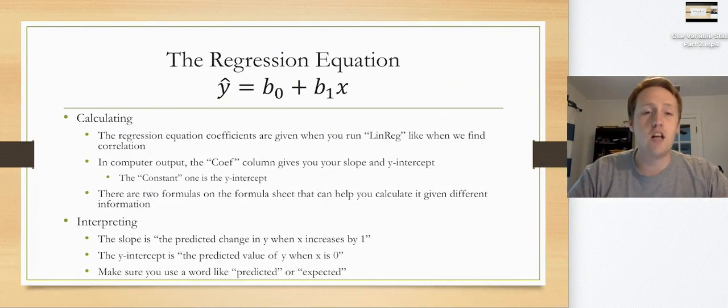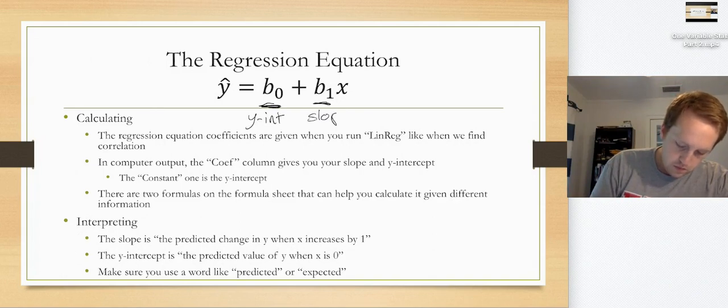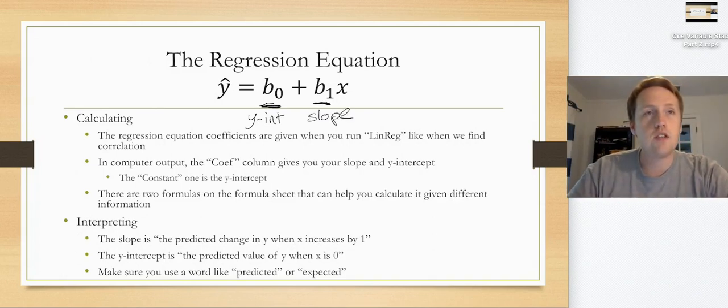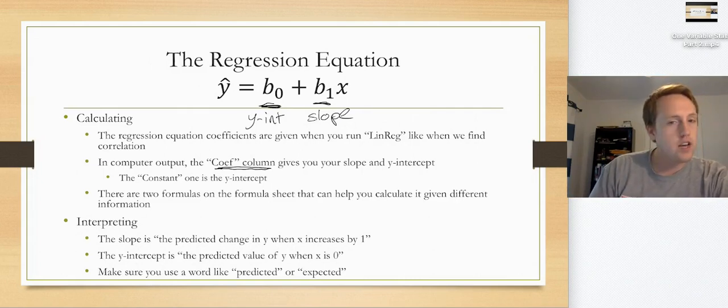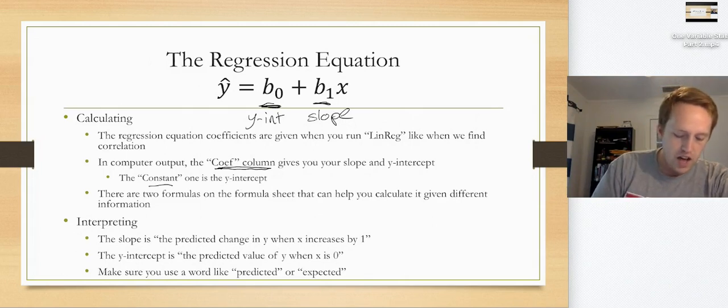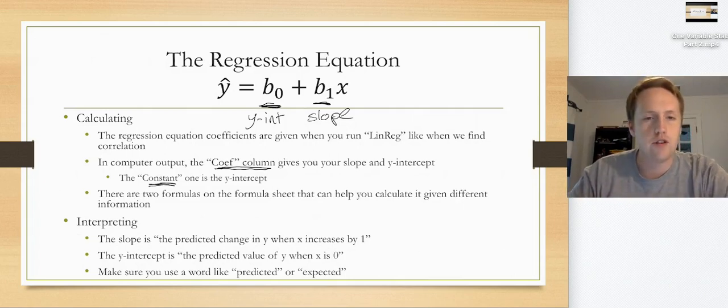The regression equation itself is y hat equals b sub 0 plus b sub 1 x. This is our y-intercept. And then b sub 1 is our slope. So they'll be given to you when you run lin-reg in your calculator. They'll also be present in computer output. I'll point it out in the next couple slides because we're going to do it a couple times. But the coef column, or coefficient, sometimes it's written out all the way, that's where you're going to get your slope and your y-intercept. The constant one is your y-intercept.